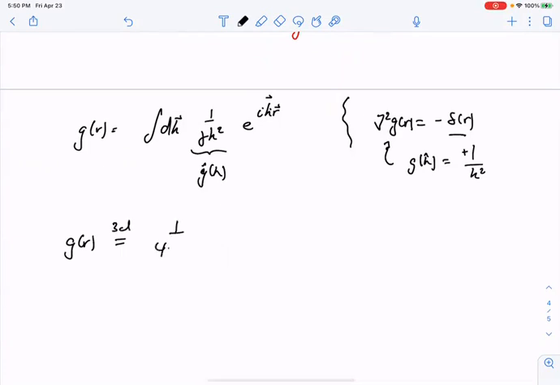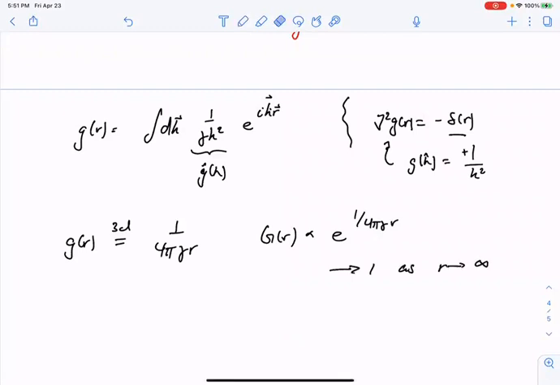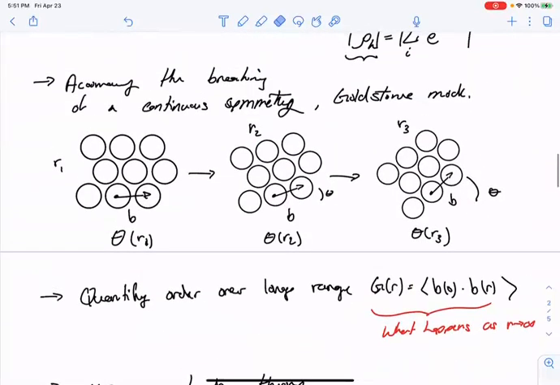We know that that's going to be 1 over, we get factors of 4 and pi if we do this carefully, r. Plugging that into the big G of r, we have something proportional to e to the 1 over 4 pi gamma r. As r gets really big, that's e to the 1 over a really big number, which is a really small number. E to a really small number, like 0, is just 1. So g of r goes to 1 as r goes to infinity. So in 3 dimensions, these Goldstone modes that smoothly vary the continuous order parameter field don't act to disrupt long-range order.